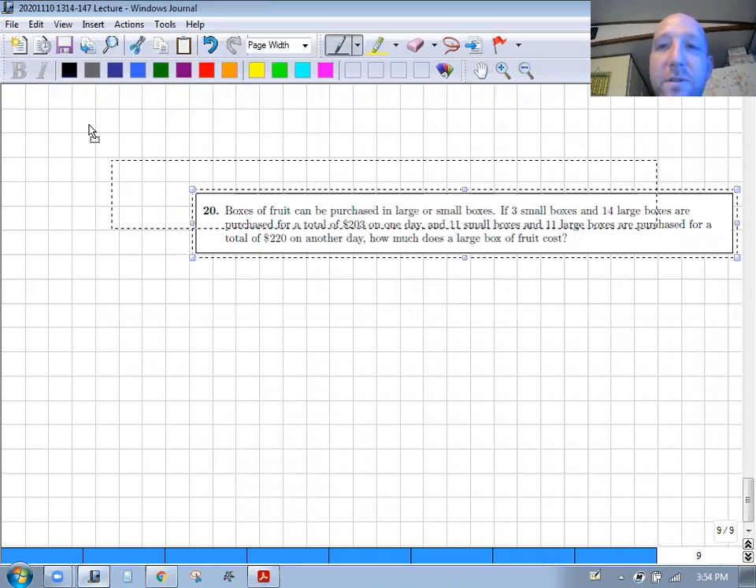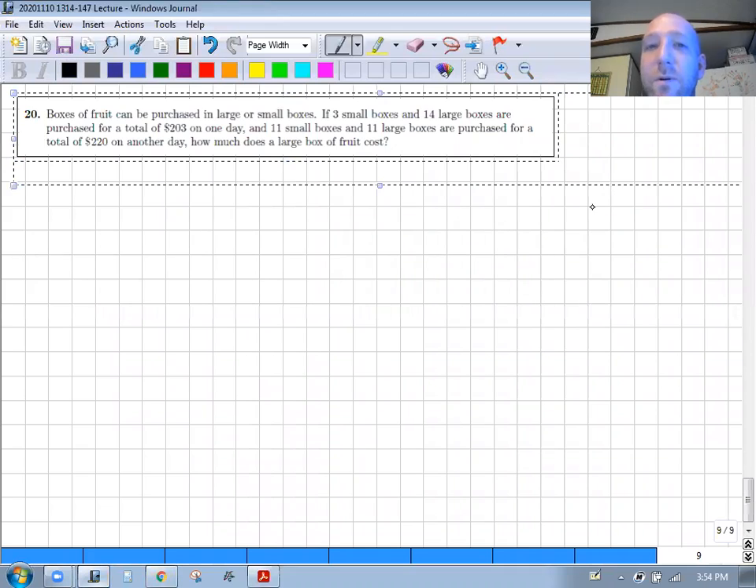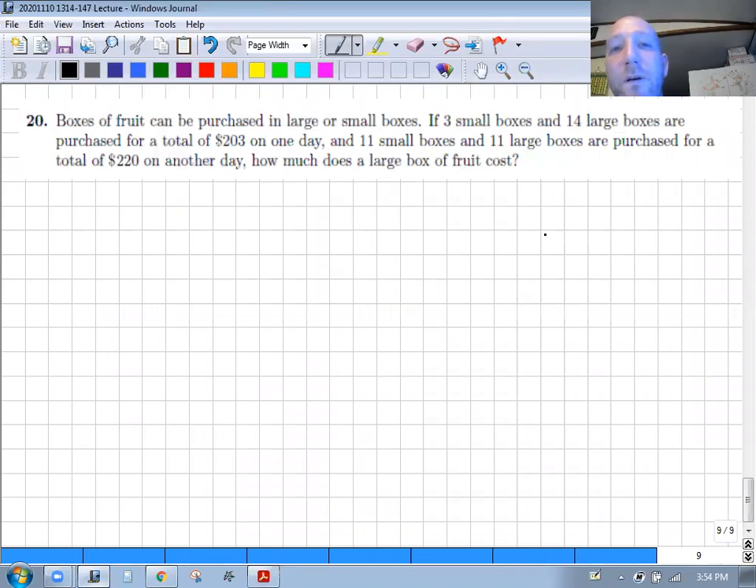So I want you to be able to solve problems like this, these word problems. All right, we have boxes of fruit. They can be purchased in large or small boxes. 3 small boxes and 14 large boxes are purchased for $203. And 11 small boxes and 11 large boxes are purchased for a total of $220. How much does a large box of fruit cost?